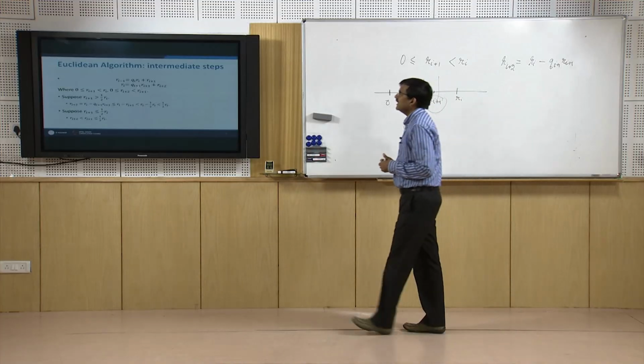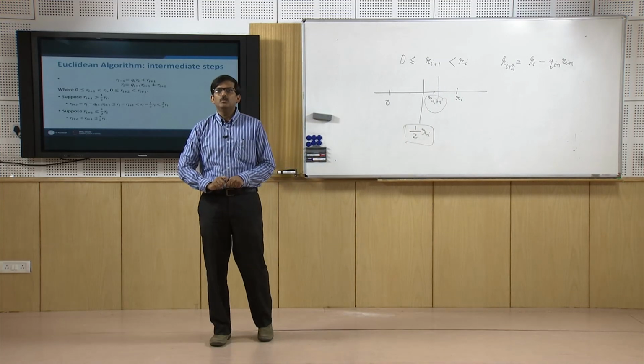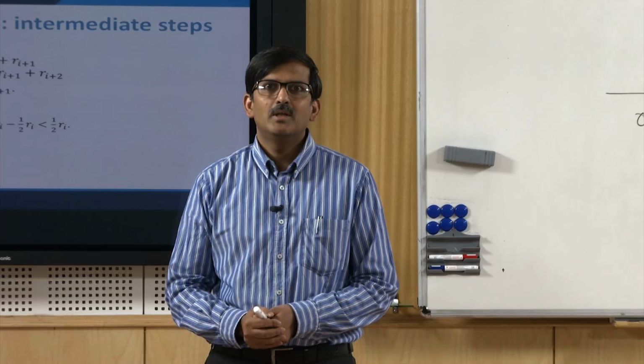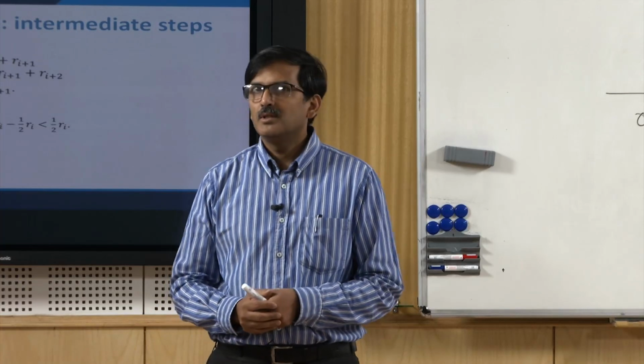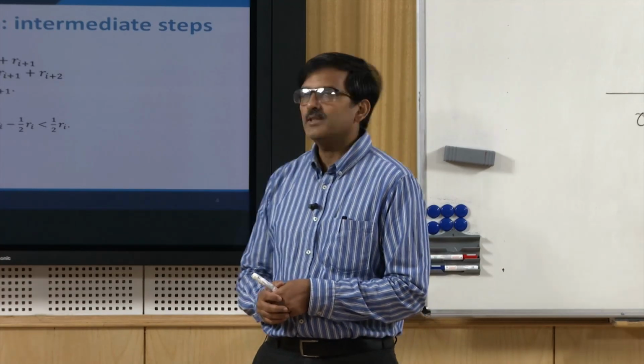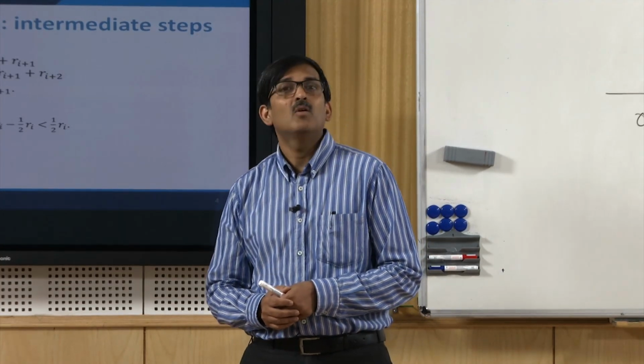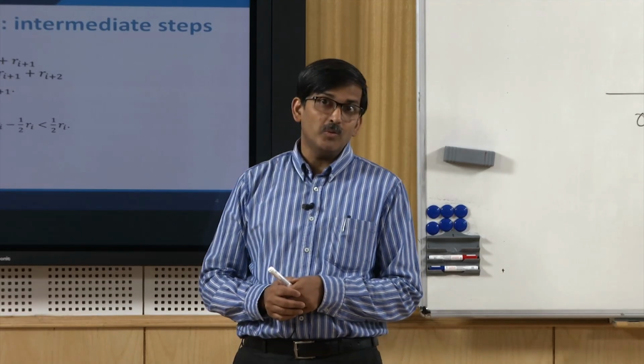Now, the question is: what is the minimum value possible for Q, whatever the division? Of course, Q cannot be 0, because if Q is 0, then Ri is equal to Ri plus 2, which is not possible. So Q will start from 1 onwards. So Q is greater than or equal to 1.